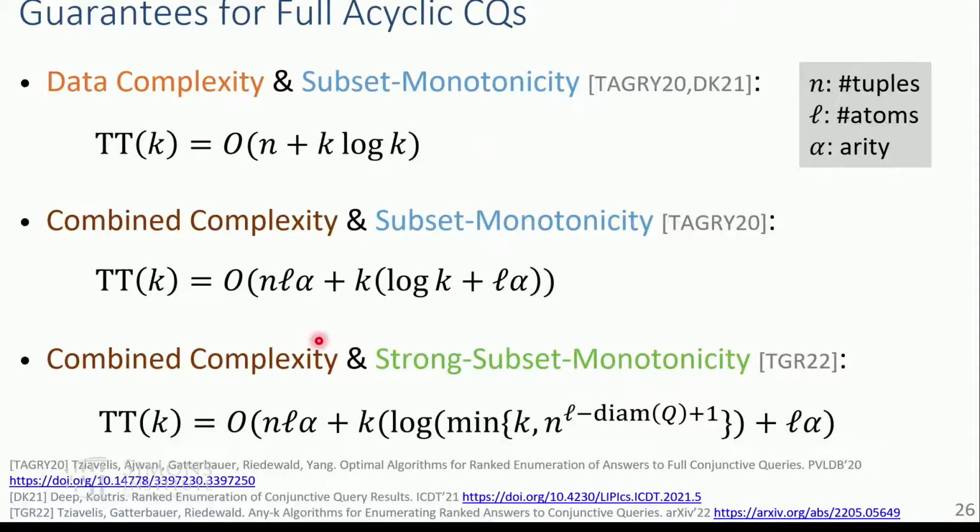So for combined complexity and strong subset monotonicity, we get this improvement here, which, if you see there's this diam of Q, this is the diameter of the query. So this is what happens when you try to take the results and translate them to the tree case. It gets a bit tricky, but the gist of it is that the more path-like the query is, if it has a high diameter and it looks like a path, the more improvement we get. On the other hand, if it's like a star or very bushy, we don't get much improvement.